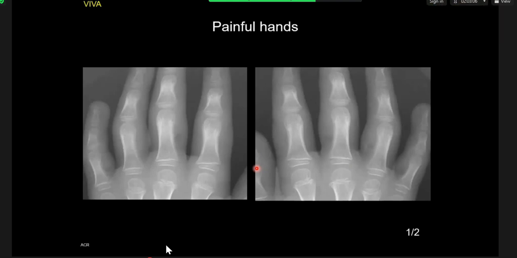Okay, so these are zoomed in images of the hands for a child patient.